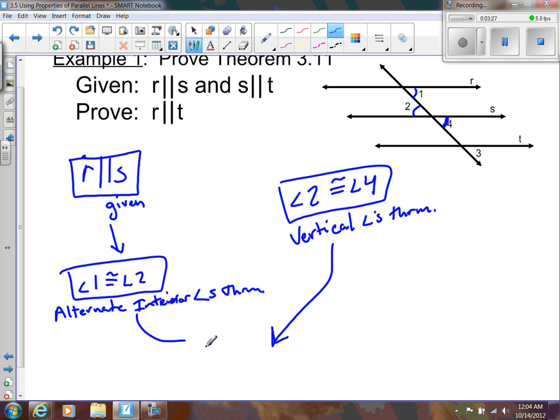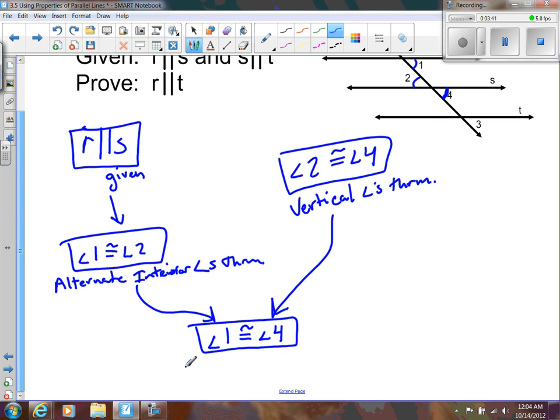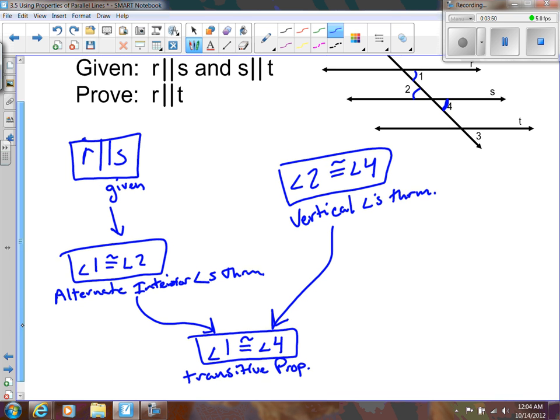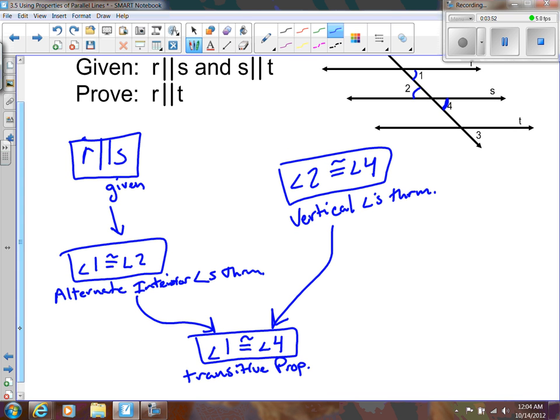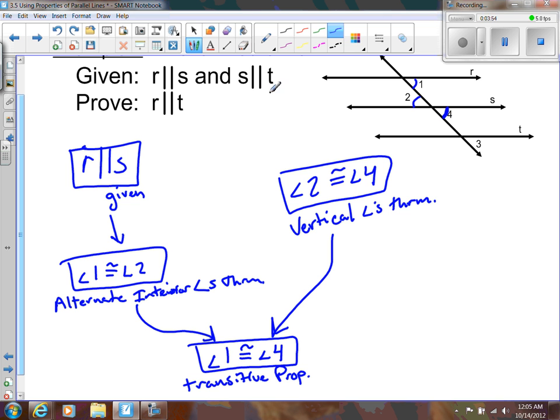these two things, if angle 1 is congruent to 2 and 2 is congruent to 4, I know angle 1 is congruent to angle 4. And that is by the transitive property. Okay. And I look at this, I haven't used the second piece of information yet, the second given.